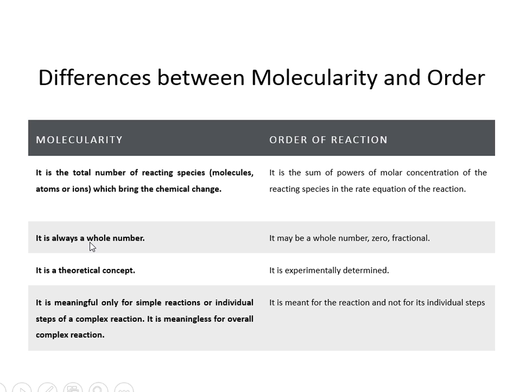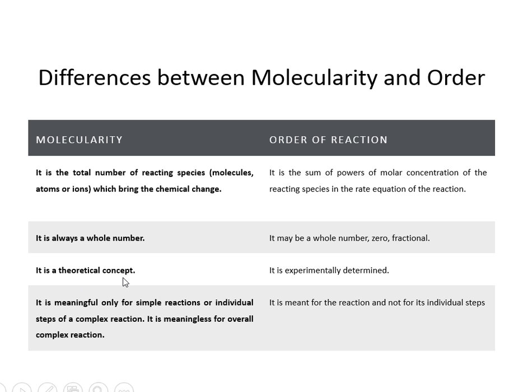The second point is molecularity is a whole number. That means it can be 1, 2, 3, etc. Whereas for order, it is not necessarily a whole number. It can be 0 or it can be fractional. 1 by 2, 3 by 2, 5 by 2. These also can be possible for order.